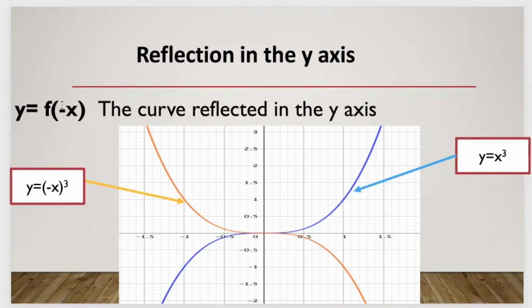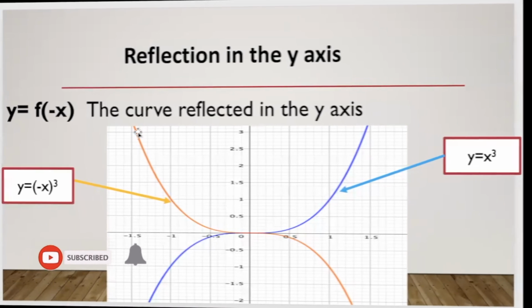If we have the minus inside the function, where we change the sign of the x values, then there is a reflection in the y-axis. So if I have the function y equal x cubed, which is the blue line, then the reflection, which is y equal (minus x) all cubed, will be this function that we have here. So there's a reflection in the y-axis. It changes its direction. So this becomes minus x cubed.